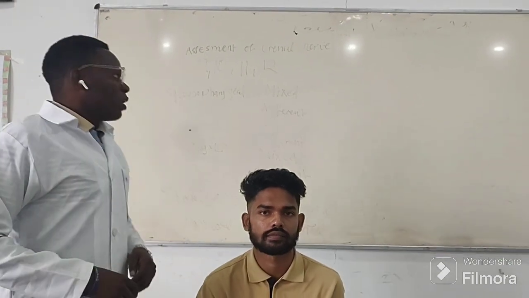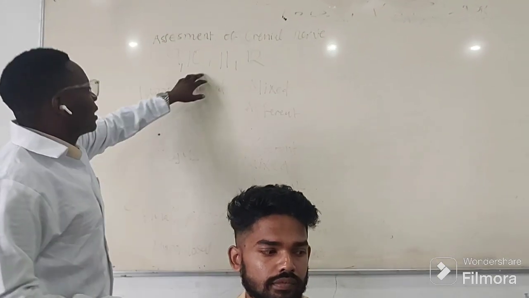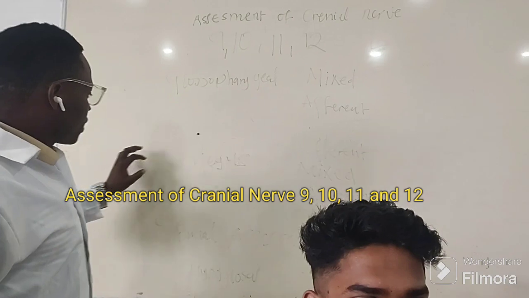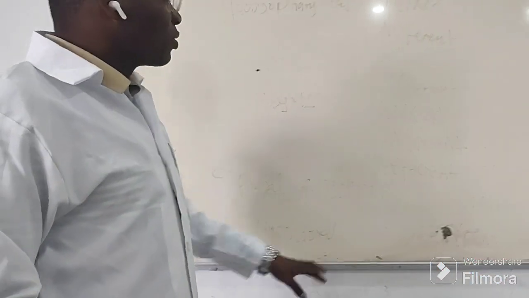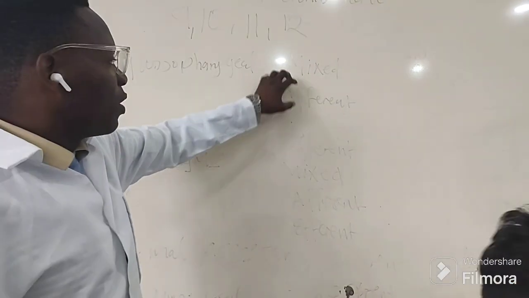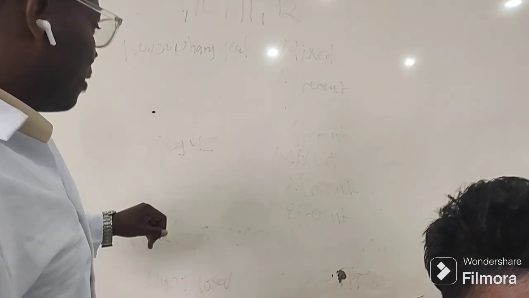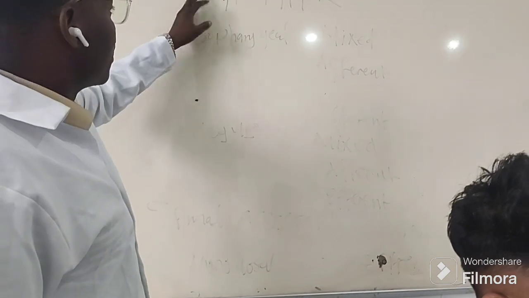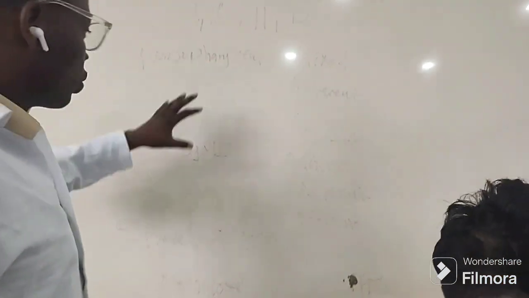In this video, we'll be looking at the assessment of cranial nerves 9, 10, 11, and 12. So this is the glossopharyngeal, vagus nerve, spinal accessory, as well as hypoglossal. The glossopharyngeal nerve is a mixed nerve, having both afferent and efferent fibers. Basically, the glossopharyngeal and the vagus nerve, the 9 and 10, are assessed together.